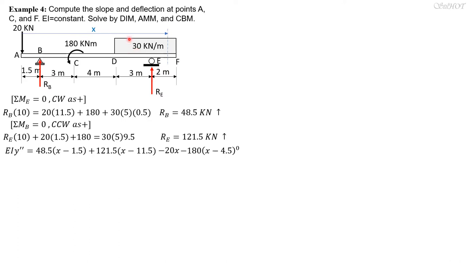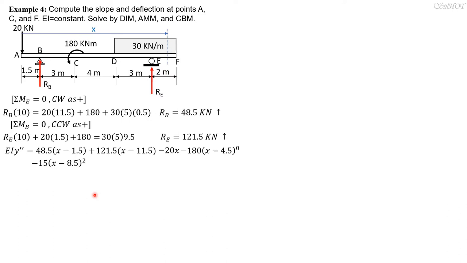Then minus, this distance is x minus 8.5. So 30 times x minus 8.5, then the moment arm x minus 8.5 over 2. So that becomes 15 times quantity x minus 8.5 squared. So that's the differential equation of the elastic curve.